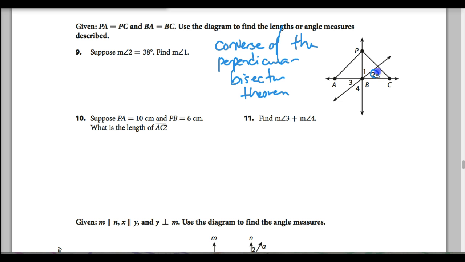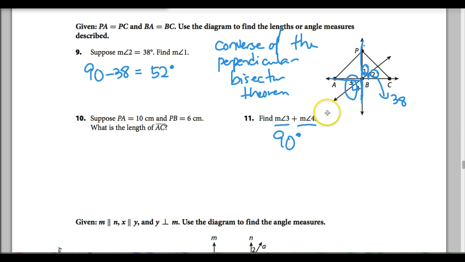Let's say that the measure of angle 2 is 38 degrees, so then what will be the measure of angle 1? Because this is a perpendicular bisector, we know that 1 and 2 added together is 90 degrees because that's what perpendicular lines are. So in order to find the measure of angle 1, what do you have to do? Just 90 minus 38. So that will be 52 degrees. So easy. And over here, what is the measure of angle 3 plus 4? If you add these two angles together, that's going to be 90 degrees. It's not like you have to find the measure of angle 3 and 4 separately.